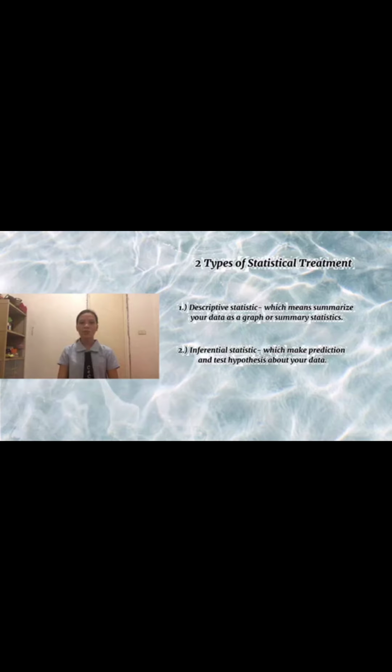The second is inferential statistic, which make prediction and test hypotheses about your data. When we use inferential statistic in solving or treating the data, we use the parametric test, which are the t-test, the Pearson's correlation, and the ANOVA. We use them for us to solve the significant difference and the relationship of the particular data that we have.